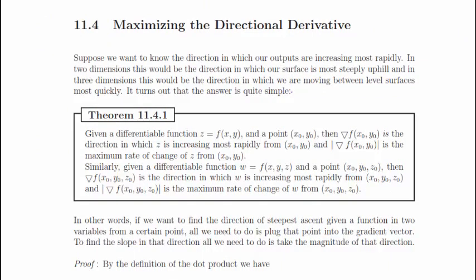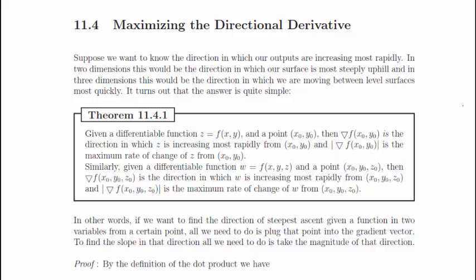Now we get to the topic, section 11.4, maximizing the directional derivative. So this is saying we have a function in 2 or 3 variables, and if we're at a specific point, we want to find which direction is giving me the steepest increase in my outputs, right? The quickest increase in my outputs. What direction is that? So let's take a look at how we can find that.